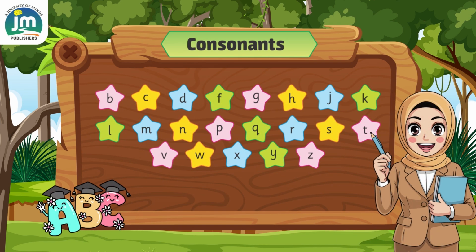We read consonant letters, and consonant letters are 21. Now children, all the letters, read with me. B, C, D, F, G, H, J, K, L, M, N, P, Q, R, S, T, V, W, X, Y, and Z. These are called consonant. Say it with me, consonant.